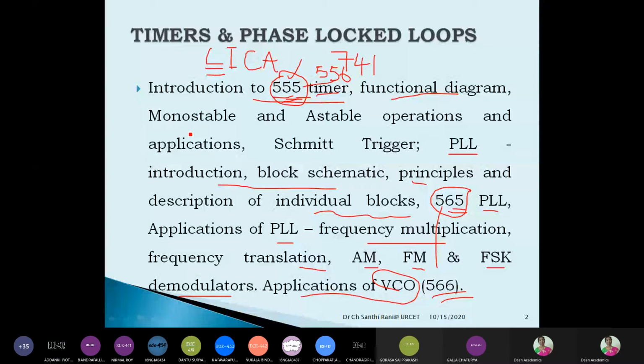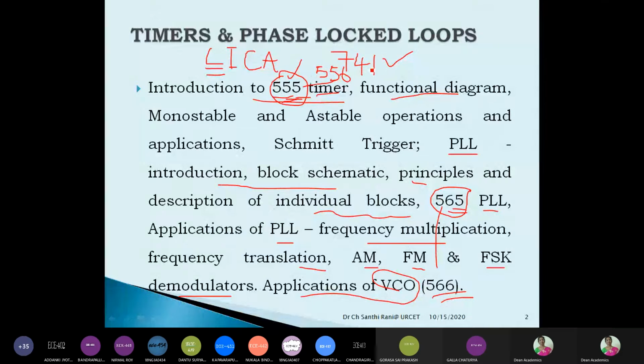We are going to learn completely about the 555 timer and its functional diagram, its applications, the operation of this IC, and how it is available. That means what the different package types are. For 741, we know it is an 8-pin IC. It is also available as a 14-pin IC. It is available in a dual inline package and also a metal can package.